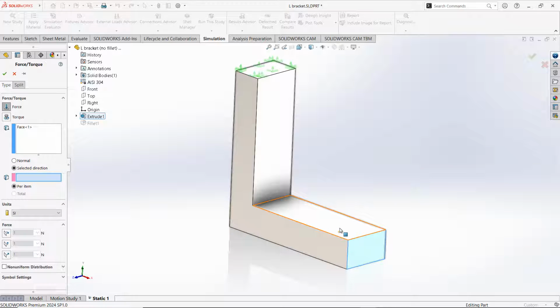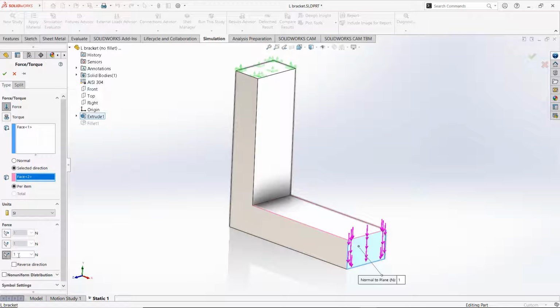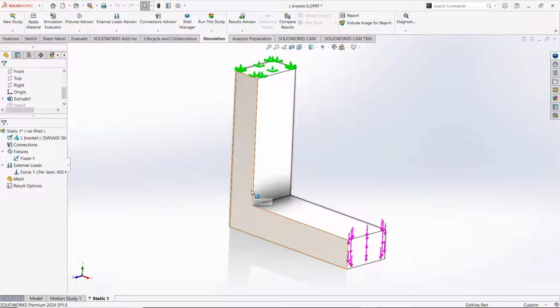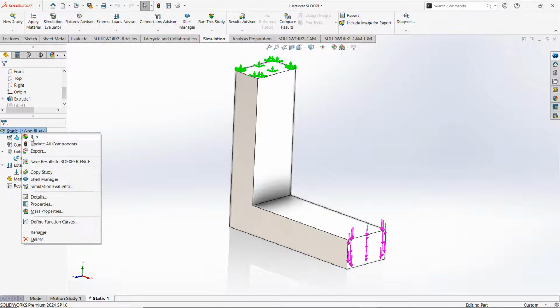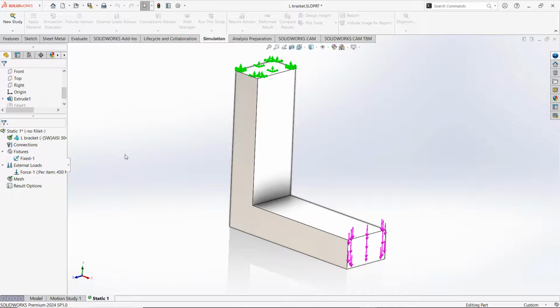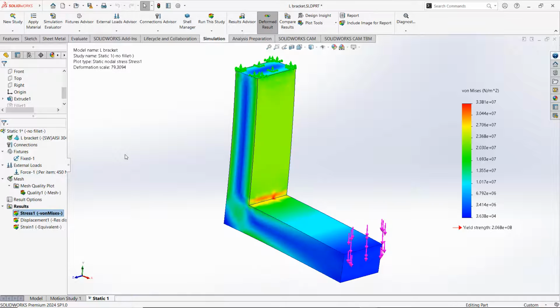So what have we got in front of us? Really simple little L-shaped bracket. It's fixed at the top. It's got a load where we're applying right now of 450 newtons. And there we go. It doesn't get much simpler than this. Let's go ahead and run it, get a baseline of our results, as you can see here.